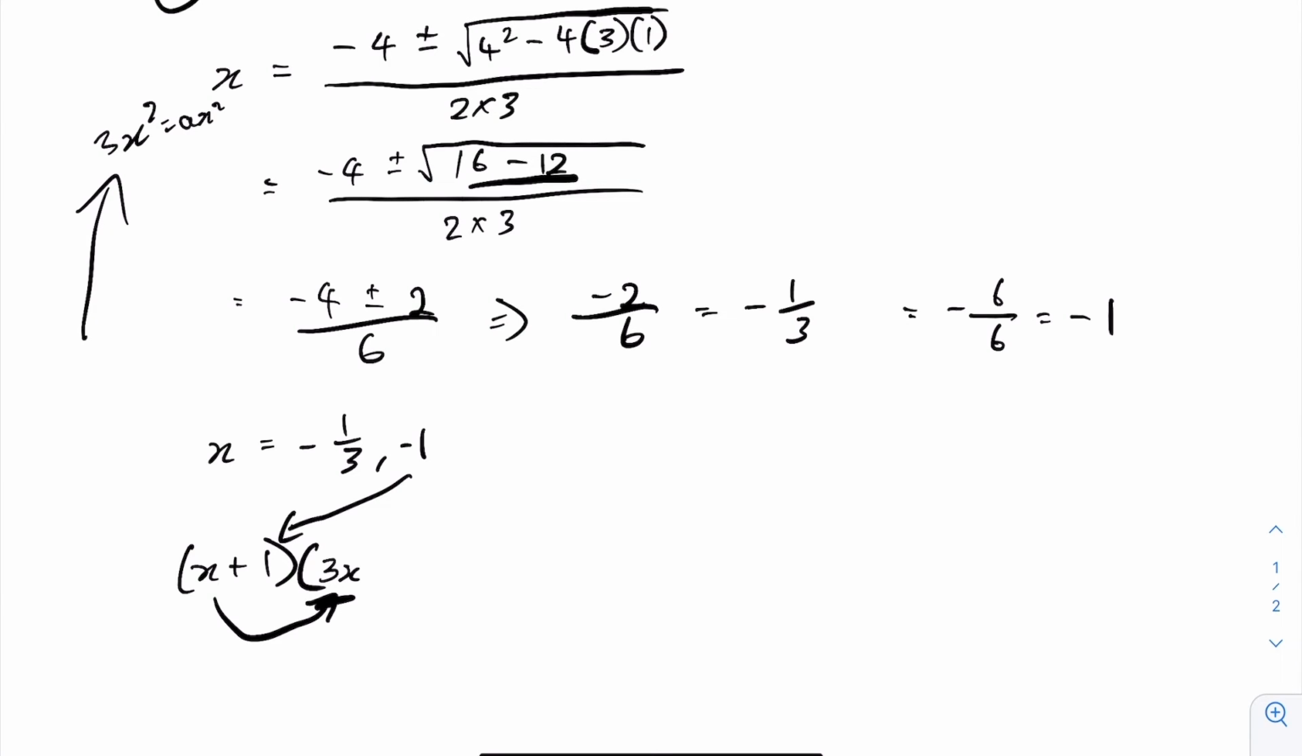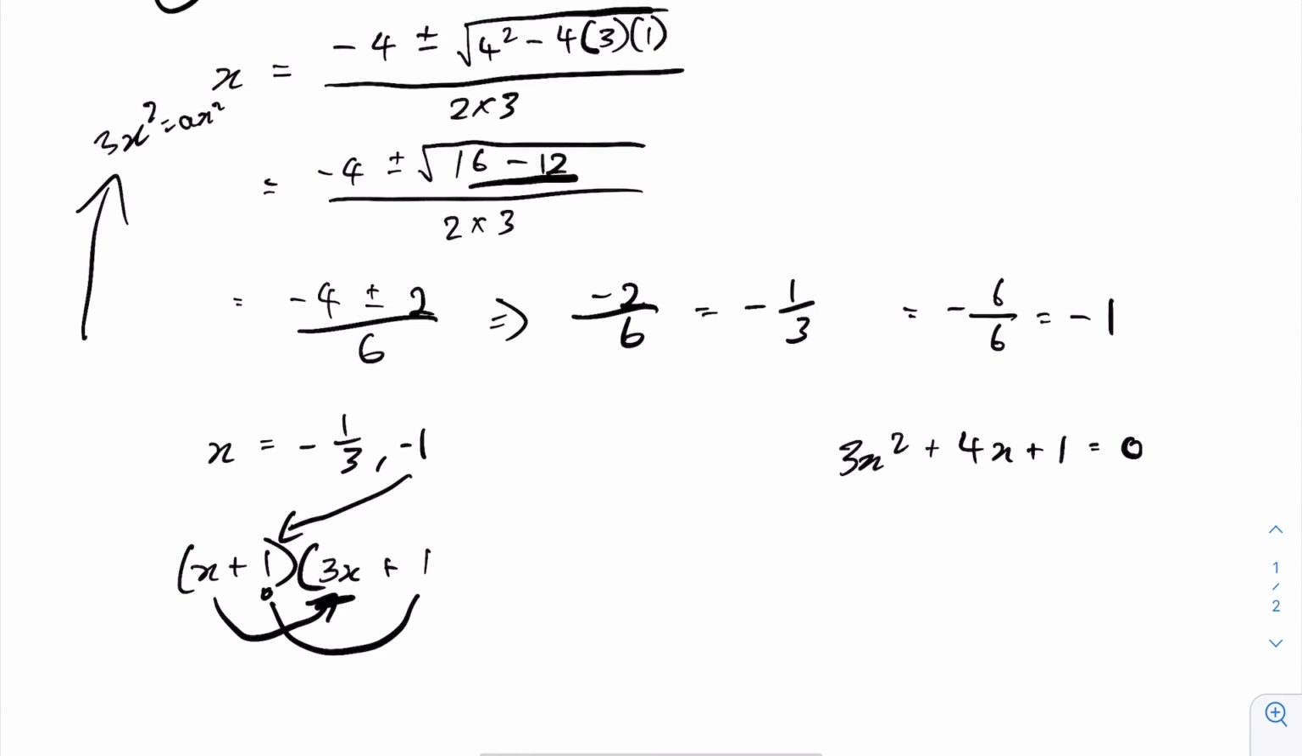And we also have to realize that, since our equation is 3x squared plus 4x plus 1 is equal to 0, we need to multiply this by the constant to get 1. So that means that this value over here is 1. So it becomes 3x plus 1. So let's just erase that and write that down.